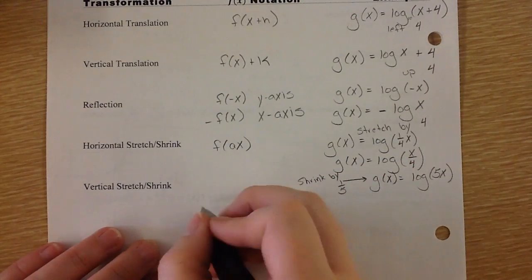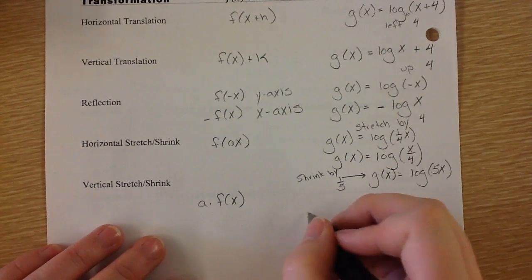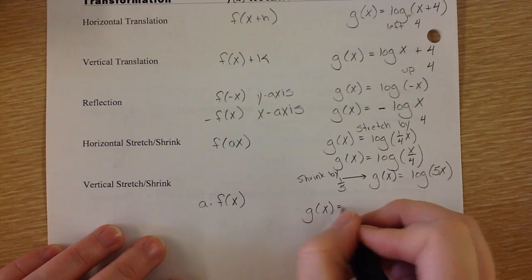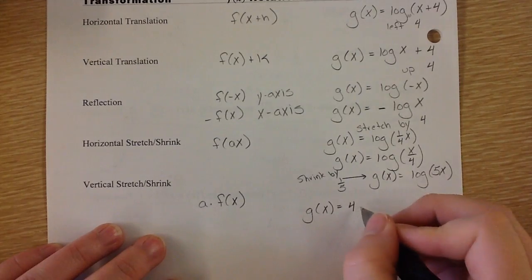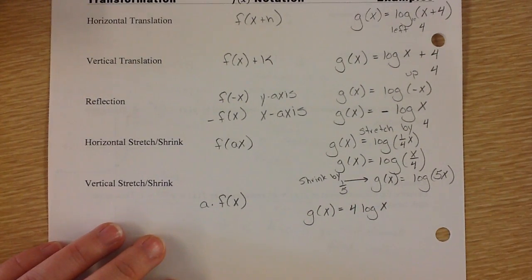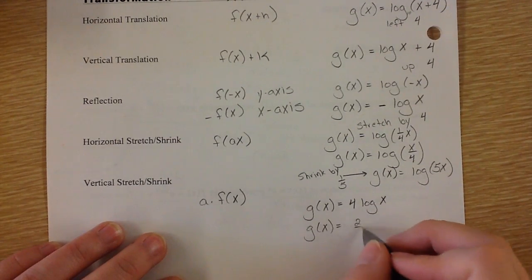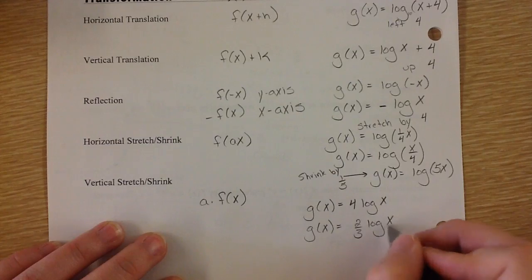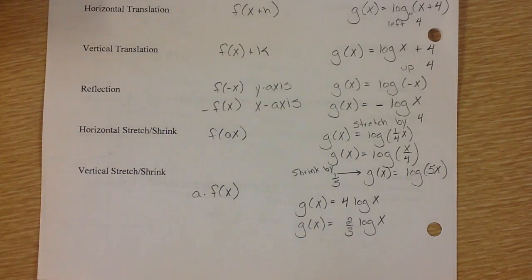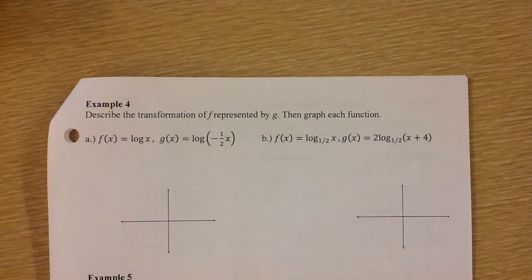Okay. A vertical stretch and shrink happens outside the function. Okay, so how this looks in a log function is I would just multiply outside by something. Let's say 4 times log of x. That's going to stretch it vertically by 4. Or 2/3 log of x. That's going to shrink it by 2/3. Okay. All right, so let's go ahead and let's just do a few examples.